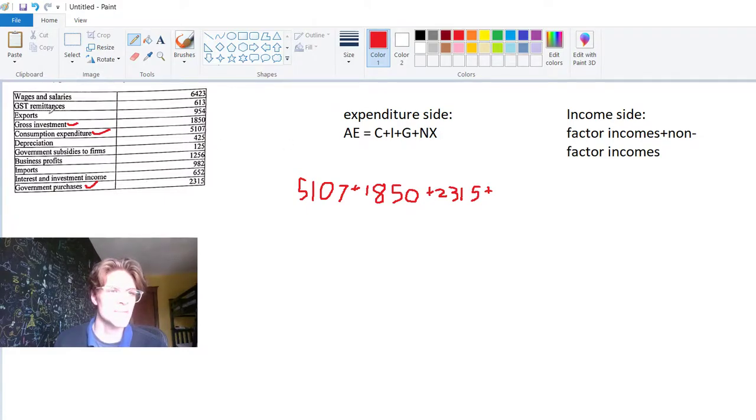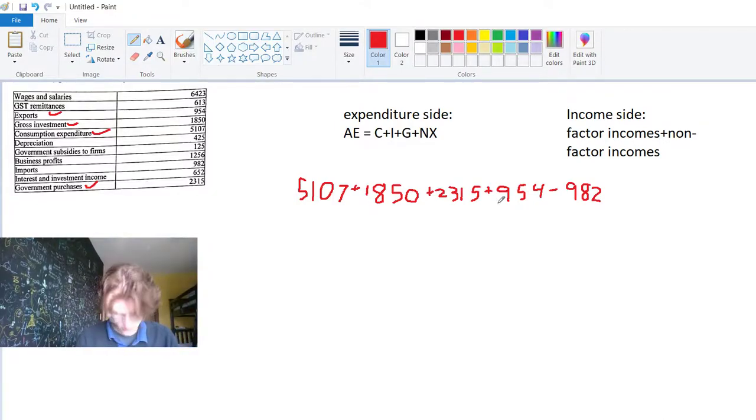Exports is 954, and imports, remember, minus, is 982. Okay, cool. Do I have a calculator somewhere? Okay, so 5107 plus 1850 plus 2315 plus 954 minus 982 gives us 9244.